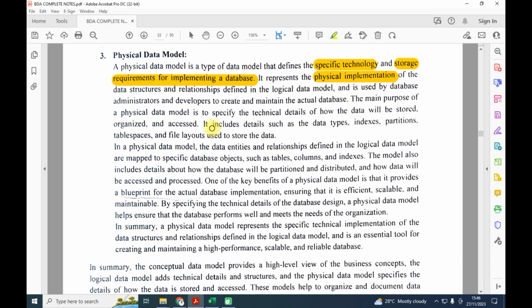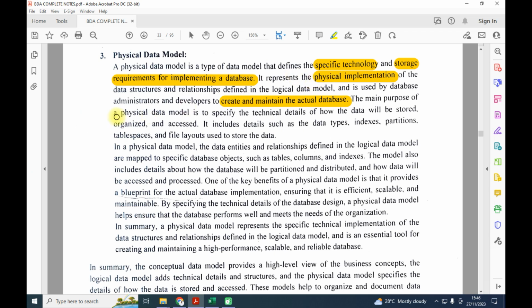Physical implementation of the data structure and relationship defined in the logical data model. So what we had defined in the logical model, what we came up as the designs, they are implemented under the physical now, and it is used by the database administrators and developers to create and maintain the actual database. So here we are creating, and what we are talking about implementation, we are creating and maintaining the actual database. Under the logical we are looking at the physical designs, but here now is the actual database.